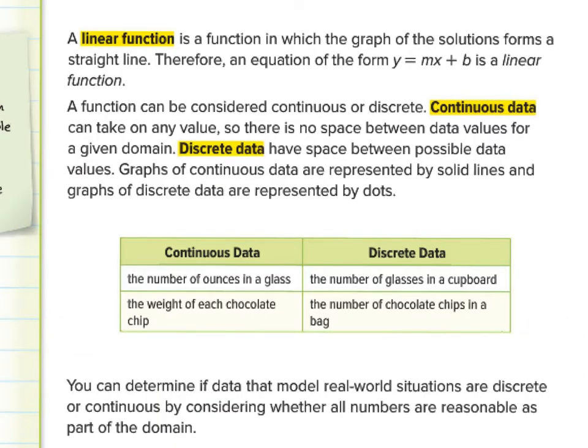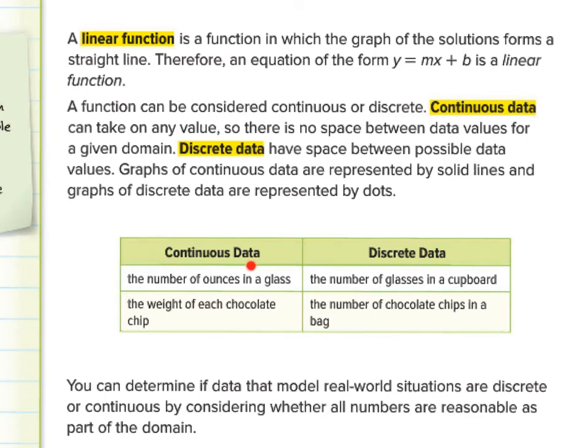A linear function is a function in which the graph of the solutions forms a straight line. Therefore, an equation of the form y equals mx plus b is a linear function. A function can be considered continuous or discrete. Continuous data can take any value, so there's no space between data values for the given domain. Discrete data have space between possible data values. Graphs of continuous data are represented by a solid line, and graphs of discrete data are represented by dots or a dotted line.